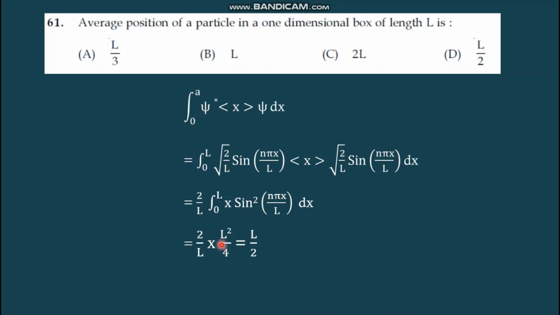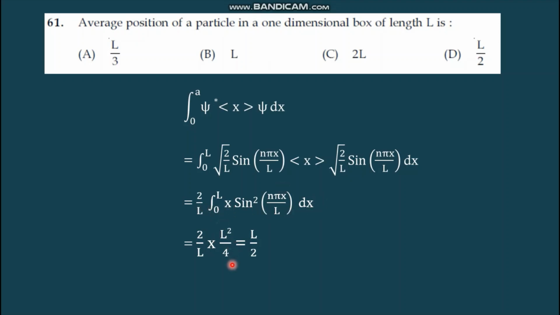And if you don't know how to solve this integral, integral 0 to L x sin square n pi x by L dx, I will solve it and put it on my Instagram page that you can follow and check. I will put the link in the description box. Okay, then 2 by L into L square by 4. It's quite difficult to make a PPT based on this, that's why I did not solve it completely. Otherwise you have to remember this value, L square by 4.